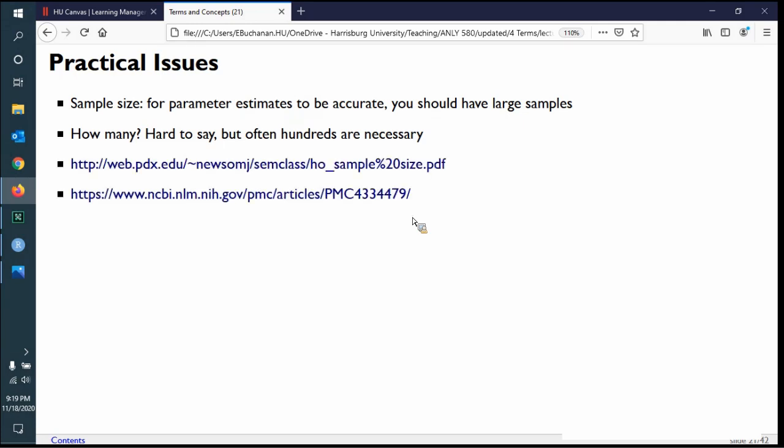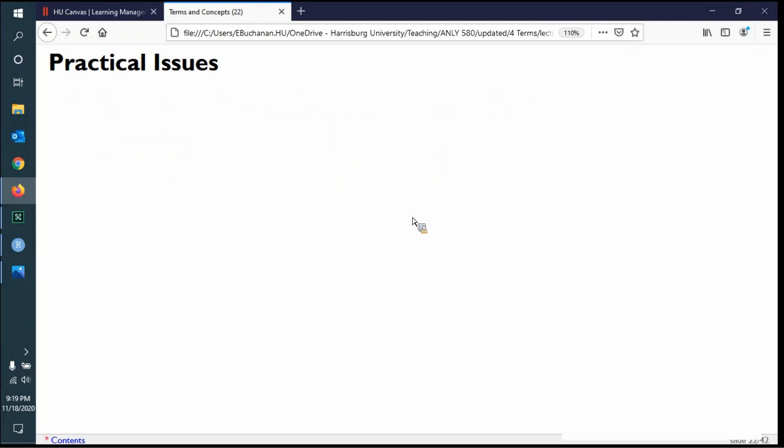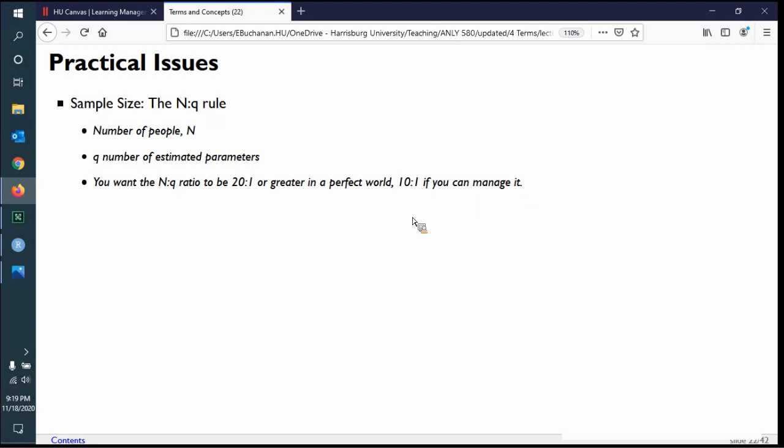And so I've included some links to two different kind of summaries, charts, articles of people arguing. But the most famous rule is the N to Q rule, where N is the number of participants, or the sample size, or the number of data points. Q is the number of estimated parameters. Okay, we'll talk more about how do I know what that is. And in a perfect world, N to Q would be 20 to 1, or 10 to 1. So this is why it's helpful to know what kind of model you're building first. So you know how much data to collect. I would say that there are some cases where you can get away with less than 100 data points. Like, let's say you're trying to model states. Well, there's only 50 of those.